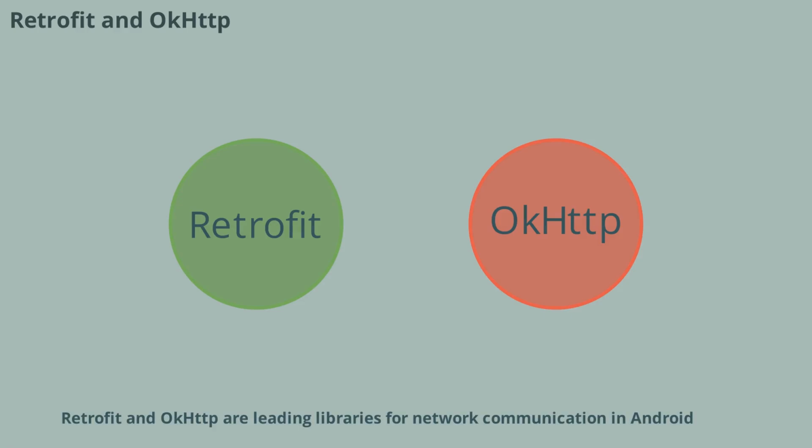Retrofit and OkHttp are leading libraries for network communication in Android. Retrofit simplifies API calls with a declarative interface, while OkHttp handles HTTP requests and caching. Together, they enable efficient, reliable networking, supporting features like GZIP compression and cache headers for optimized performance.